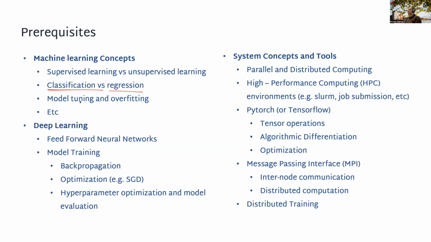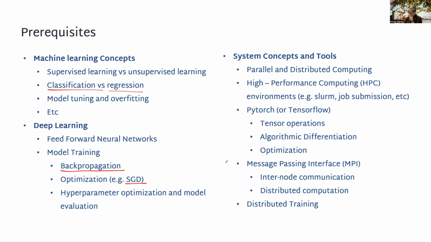Okay. So some basic concepts from machine learning. Then you need to know some concepts from deep learning, like feed-forward neural networks, how you train a neural network using the backpropagation algorithm. Then you need to know some optimization algorithms, such as stochastic gradient descent, hyperparameter optimization, and model evaluation. Also could be helpful.